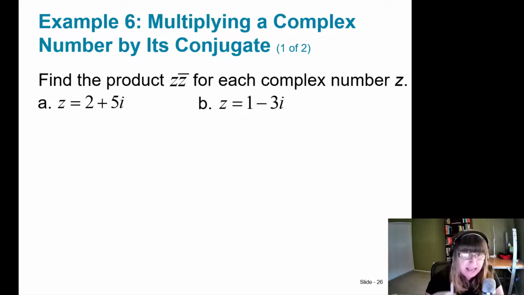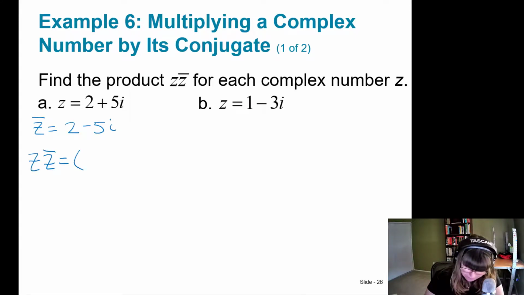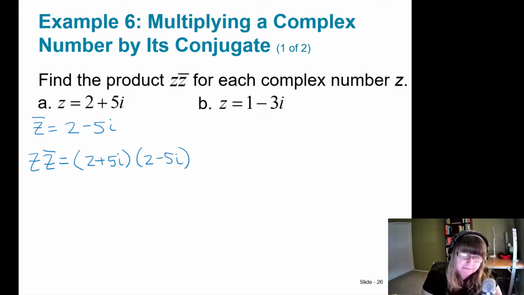First of all, our complex number is z equals 2 plus 5i. I need to figure out what z conjugate is, so z with the bar on top of it. Our conjugate will be 2 minus 5i. All I do is change the sign in front of the imaginary component. Now I want to know what z times z bar is. z is 2 plus 5i, and z bar is 2 minus 5i, or z conjugate, I should call it.